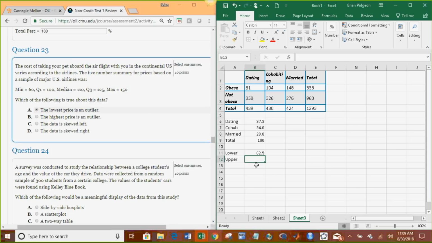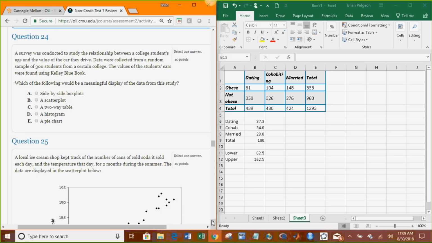And just to show you how to find the upper value, we're going to take our Q3, 125, plus 1.5 times the IQR. 125 minus 100. So any values above 162.5 is considered an outlier. Well, our maximum is 150. It's not above that, so it's not an outlier.